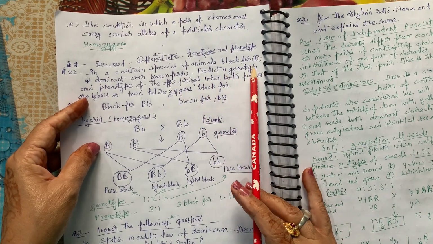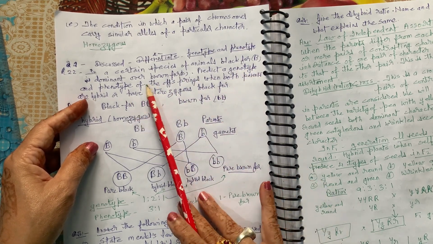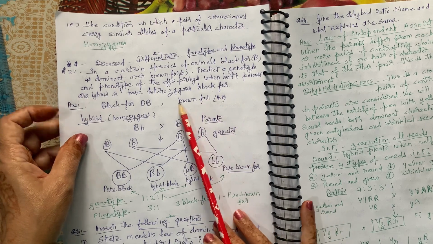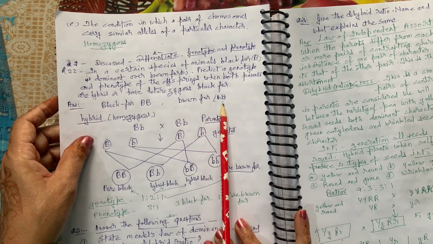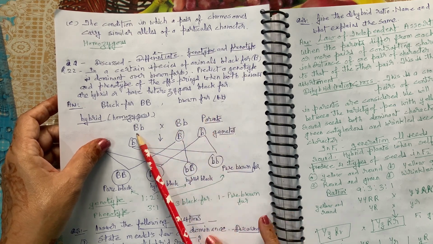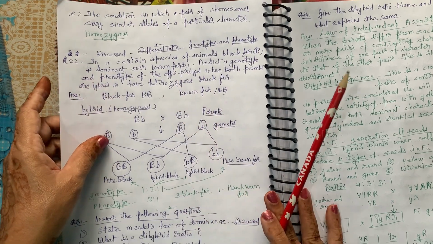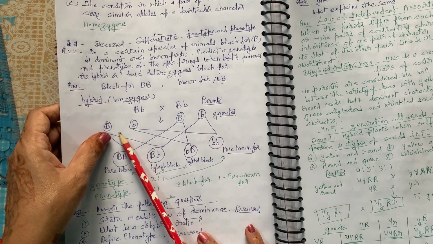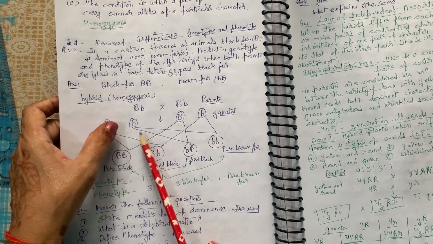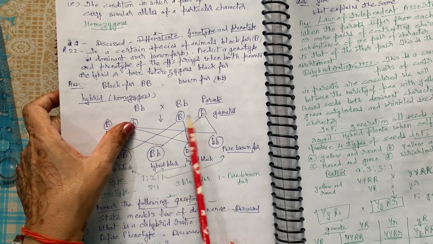Now, in a certain species of animals, black fur is dominant over brown fur. Predict the genotype and phenotype of offspring when both parents are hybrid or heterozygous. Suppose black fur is represented by capital B and brown fur by small b. Hybrid means heterozygous, so both parents are capital B small b. The gametes formed will be capital B, small b from each parent. Then capital B crosses with capital B to form BB, capital B with small b forms Bb, small b with capital B forms bB, and small b with small b forms bb.